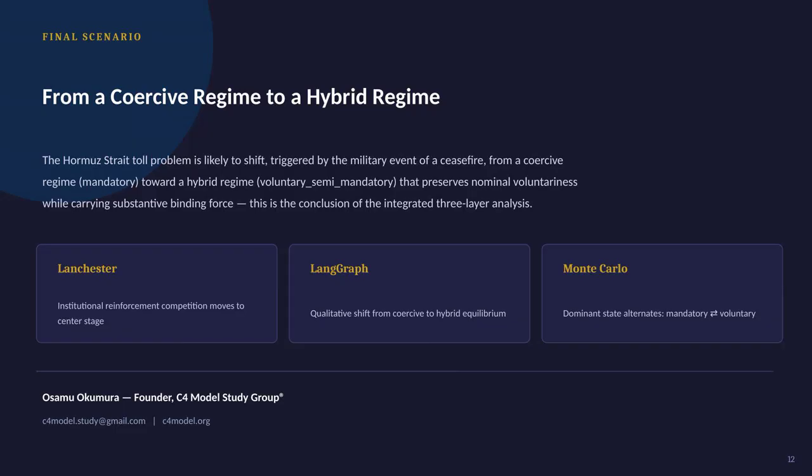In conclusion, the Hormuz Strait toll problem is likely to shift, triggered by the ceasefire, from a coercive regime toward a hybrid regime that preserves nominal voluntariness while carrying substantive binding force. This is the conclusion of the integrated three-layer analysis, from the C4 model study group.